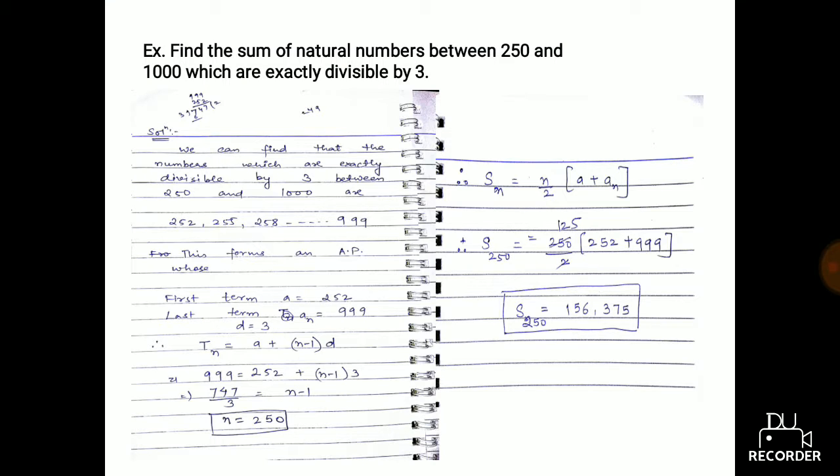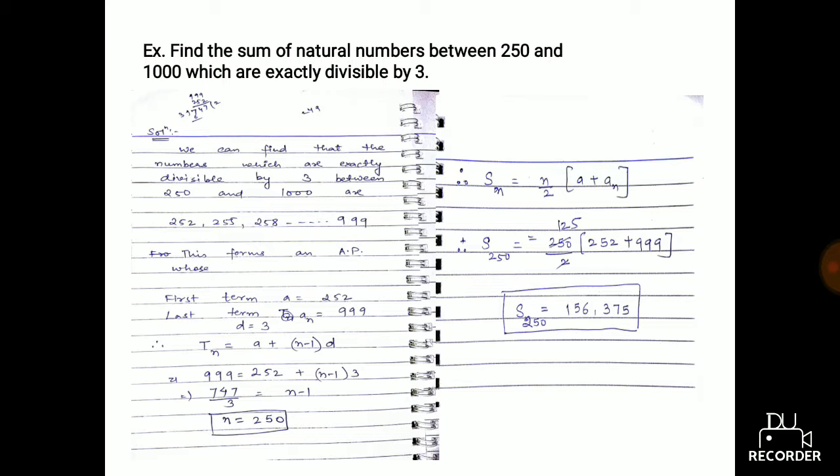Now we are going to find the number of terms in this AP. So Tn is equal to a plus n minus 1 d. Our last term, that is 999, is equal to the first term 252 plus n minus 1 into the common difference 3. Here we obtain n as 250, that is the number of terms is 250.